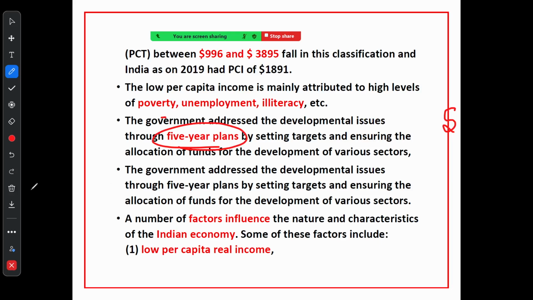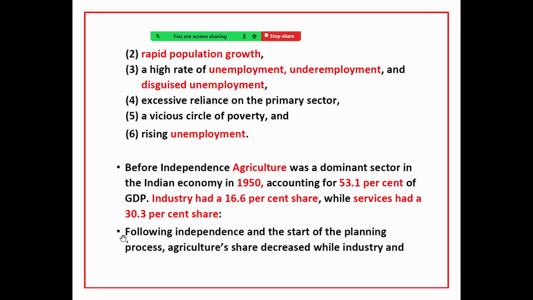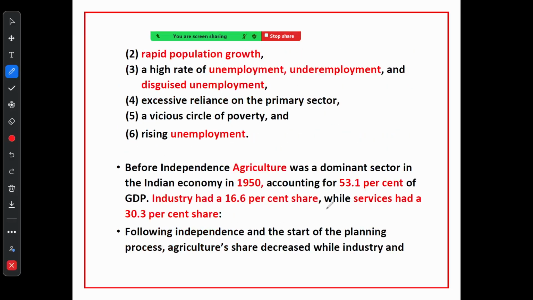The first problem was rapid population growth. You can see here, rapid population growth. Imagine a classroom with a limited number of chairs. Suddenly many more students join. There are not enough chairs for everyone. This is similar to rapid population growth. India's population was increasing alarmingly, but the resources and jobs were not keeping up. This led to pressure on everything from food to housing.